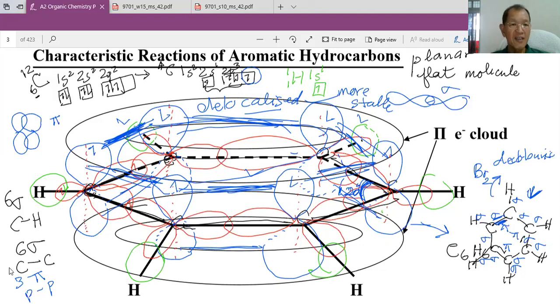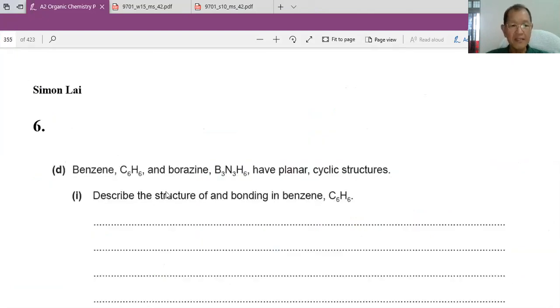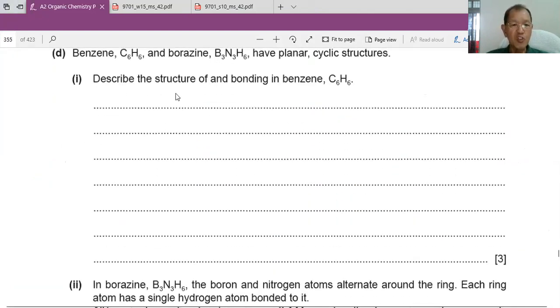I'm going to show you the question. All right. The question is, we talk about the first question first. I do the marking scheme. You're going to do a question for your homework. Describe the structure and bonding in benzene. 3 marks. Here I just explain for you how to get the solid 3 marks. I'll show you here.